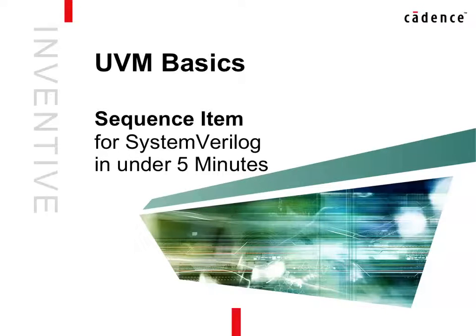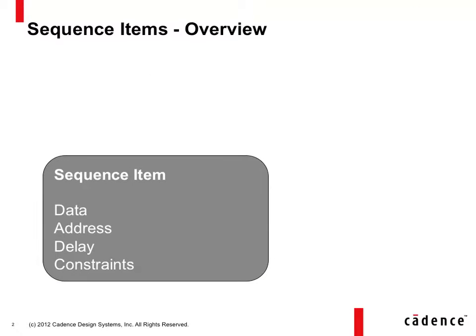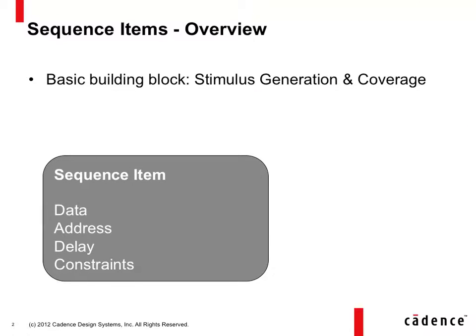I will give you a quick introduction into sequence items in UVM. Sequence items are basically the building blocks for both your constrained random stimulus generation and also the associated coverage collection. You can think of them as the lowest level transaction in your system, so the atomic level. But obviously atoms are not enough. You want to have some more complex constructs, and those can be created from sequence items.